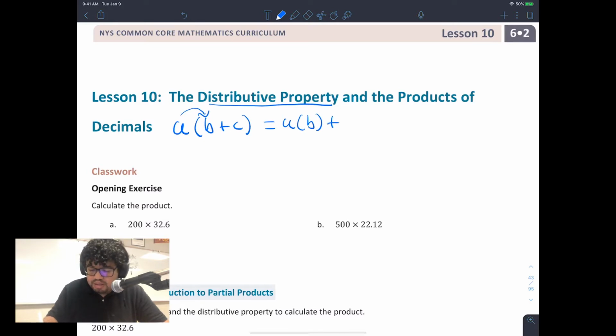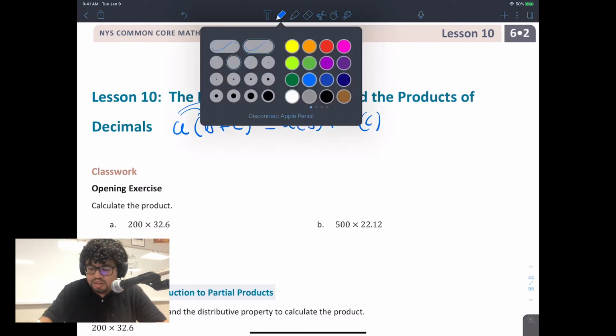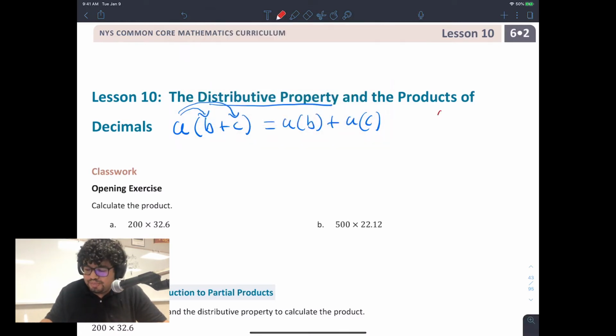plus, we have this plus symbol, and then we distribute the a into the c because it's multiplying c. So a times c. One thing to note is that in the world of algebra, we use parentheses to indicate multiplication, and we also use the dot to indicate multiplication.